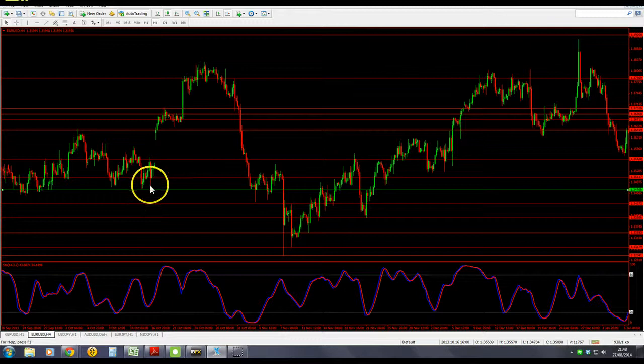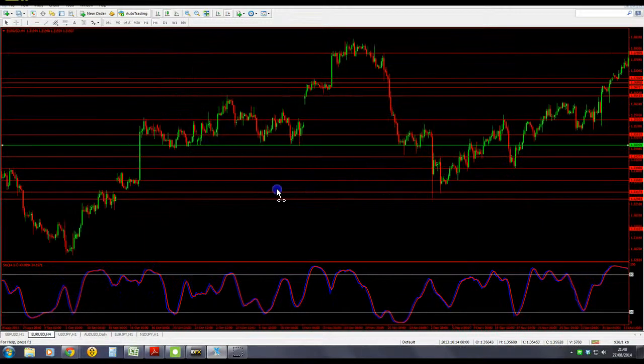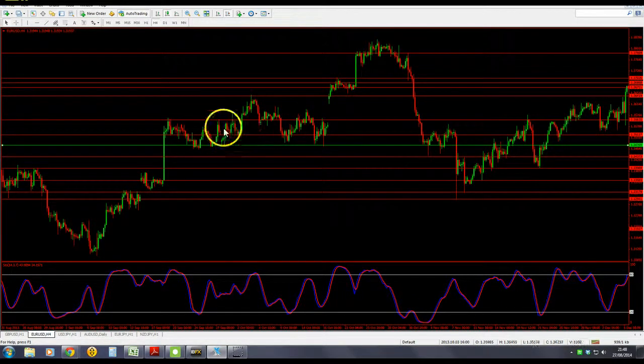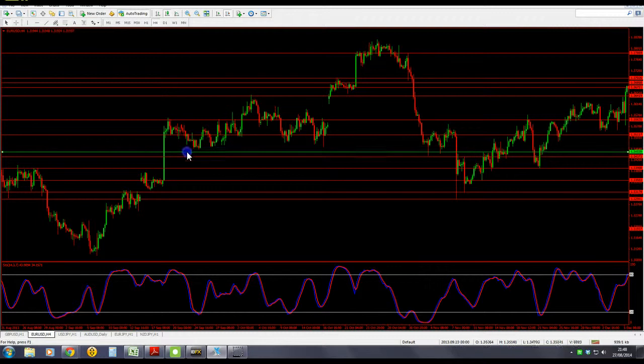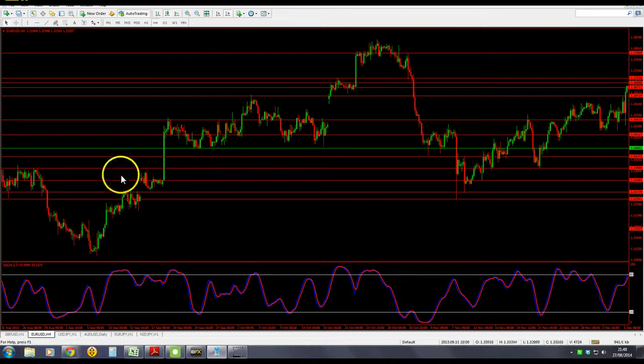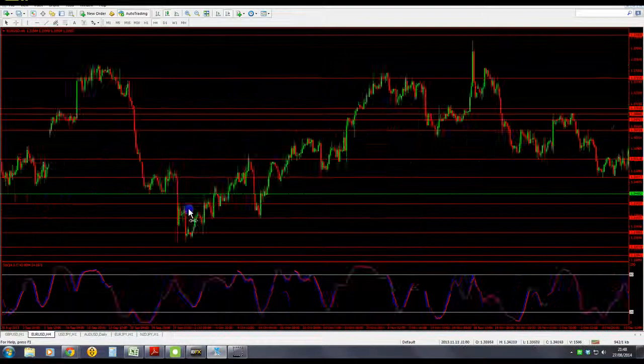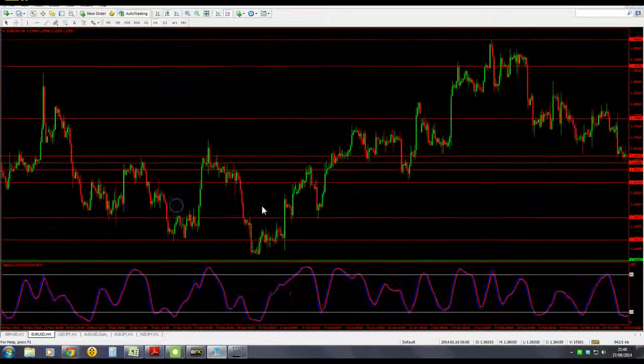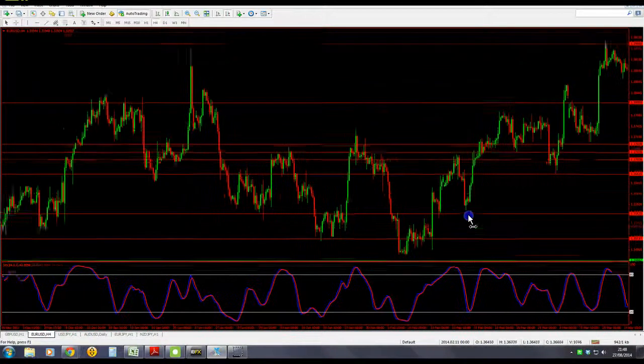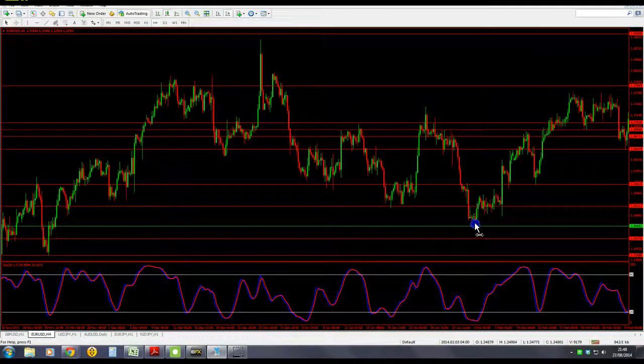Look at that. See that? See how these levels really come into play, from the past and into the future. I'm going to correct that because I think I spotted something.